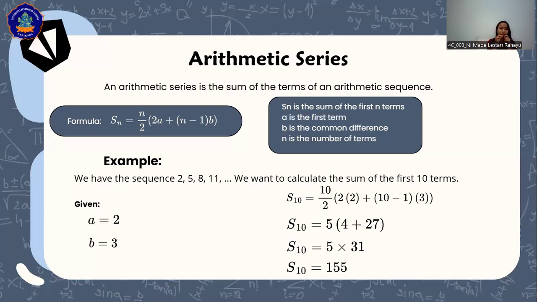For example, we have the sequence 2, 5, 8, and 11. We want to calculate the sum of the first 10 terms. So in the question, we have a equals 2 and b equals 3. You just substitute them into the formula and get the result, which is 155, like on the screen.